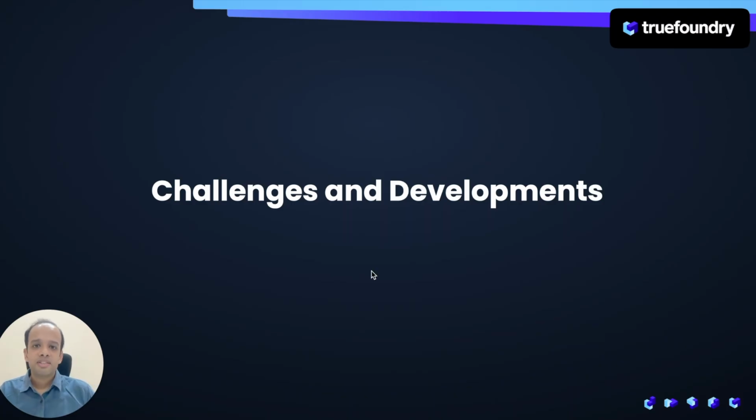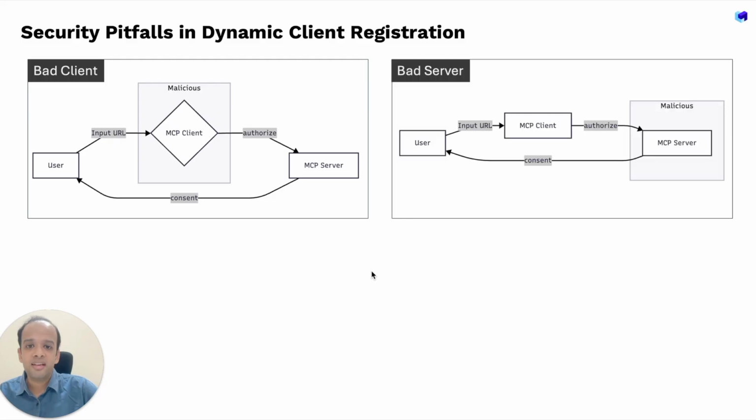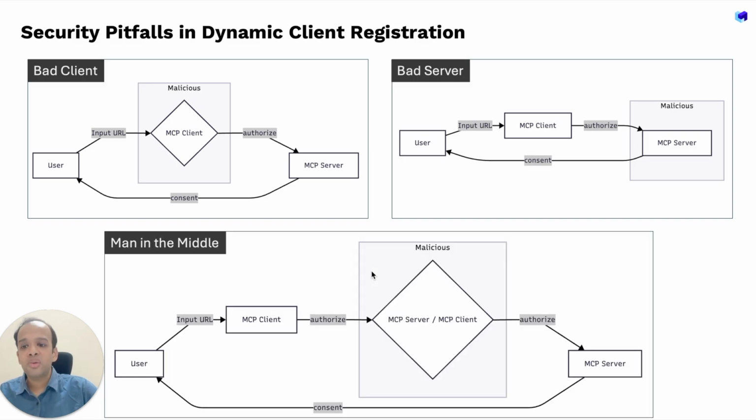Now let's go into specific challenges and developments that are occurring. As we discussed, because there is no pre-registration and authentication of the client registration request, there are security pitfalls in DCR. The first thing is you can have a bad client which can ask to be registered, and there can be security issues because of that. The second thing can be you have a bad server, and the server basically has a bad URL that is selected and inputted into a chat client, and that can do any number of things. Or you can also have one more combination, which is man in the middle, where you have authentic MCP client and MCP server, but there is something in the middle which is malicious, either an MCP server or a client, which is causing issues in security.